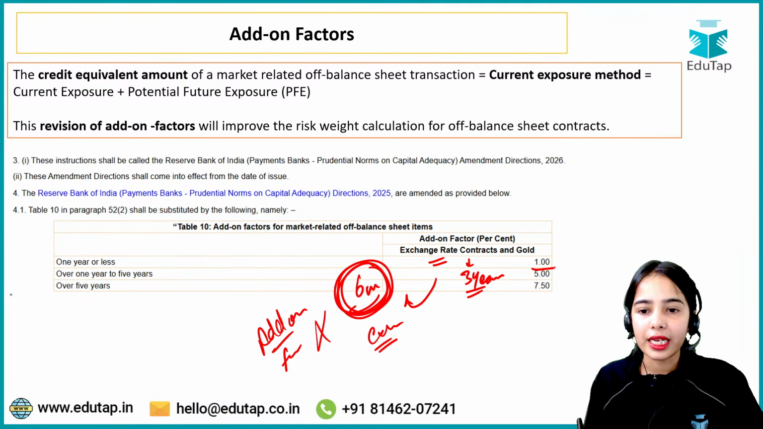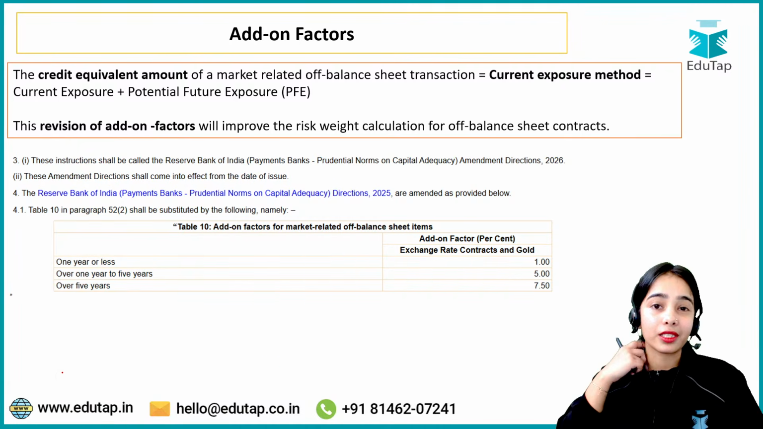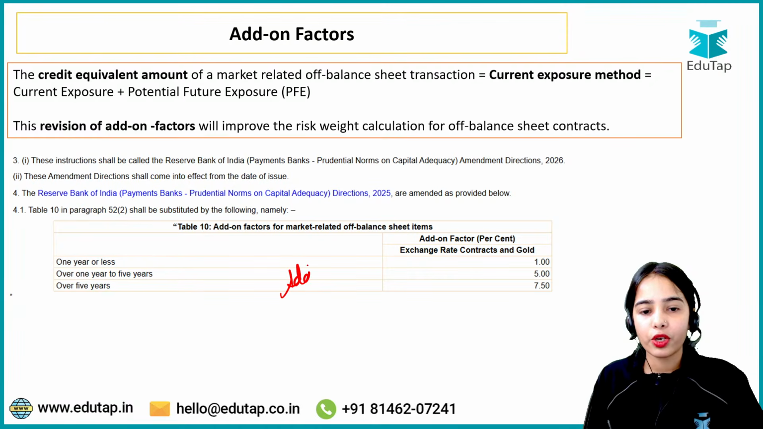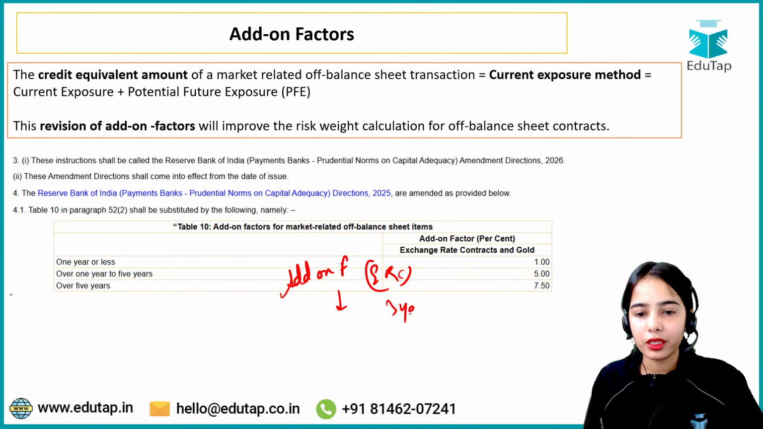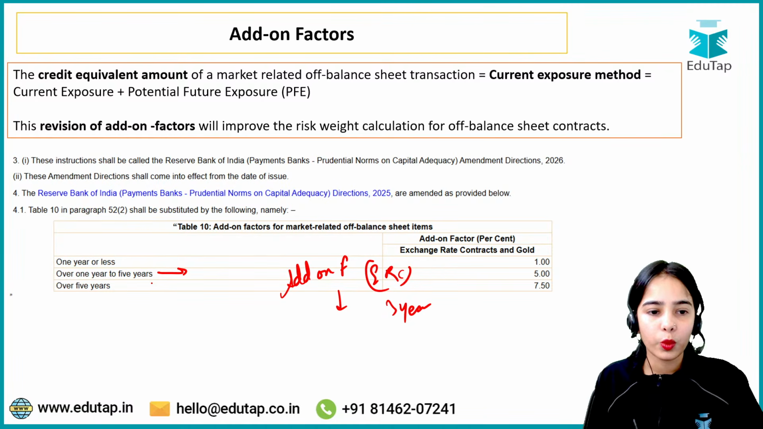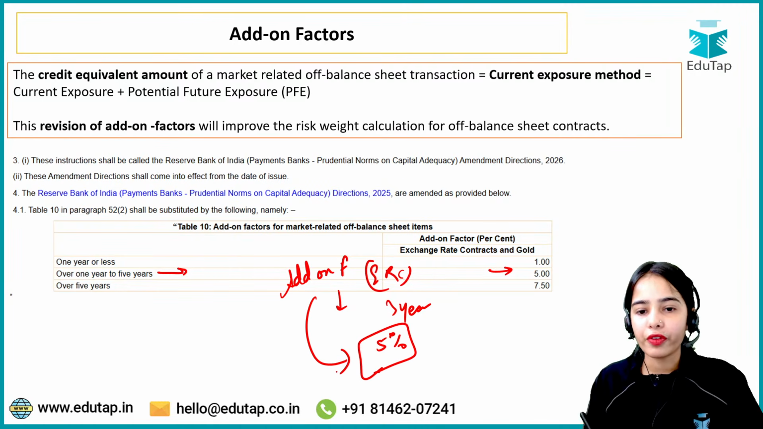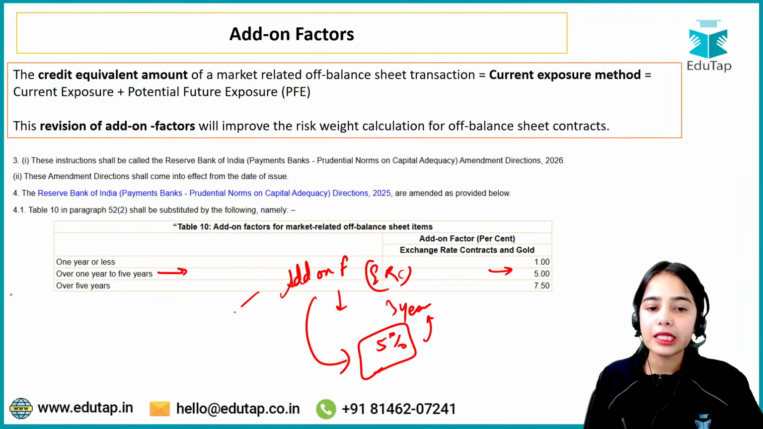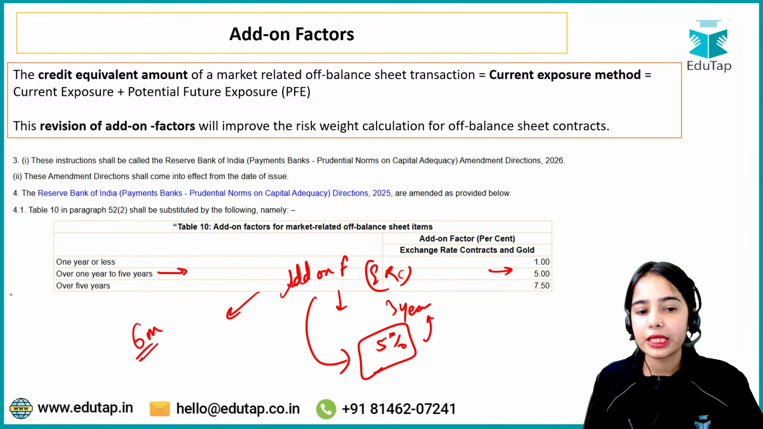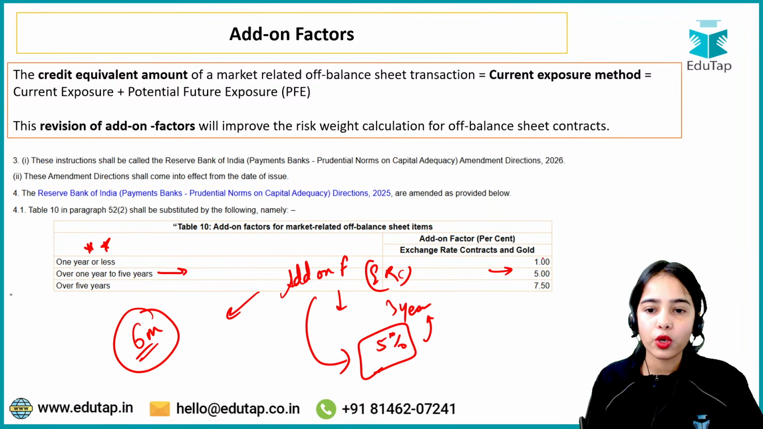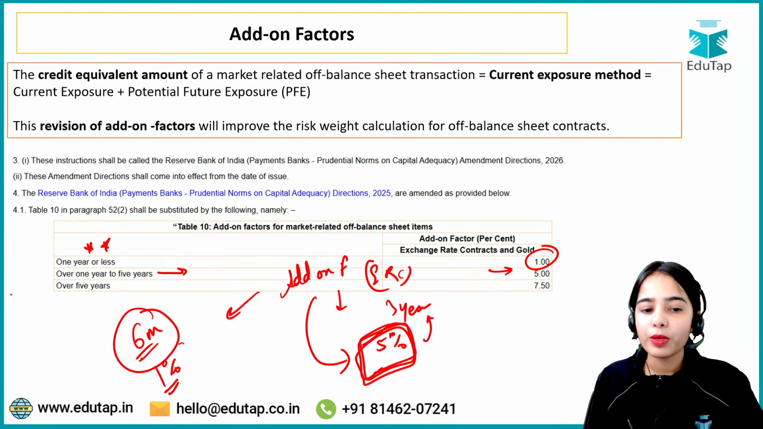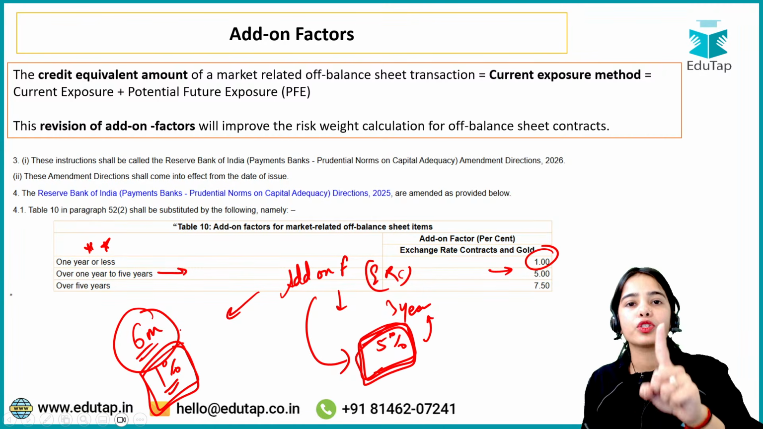Or there is an add-on factor that is 1%. So basically, the add-on factor for the exchange rate contract would have been, for the 3-year contract, in the 1 year to 5 year bracket, that is 5%. This would have been the 5% add-on factor for the 3-year contract. But because the settlement is happening after every 6 months, that is 1 year or less, the add-on factor for a contract of 1 year or less is 1%. So instead of maintaining 5% add-on factor, how much add-on factor has to be maintained? Only 1% of add-on factor.